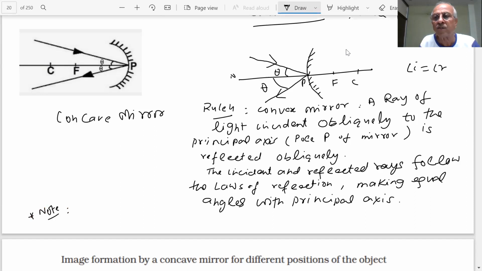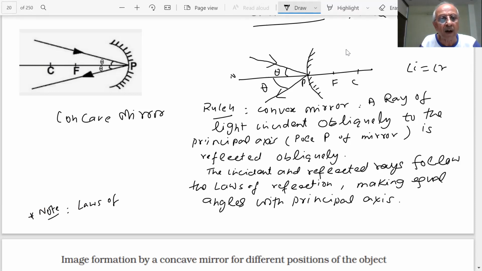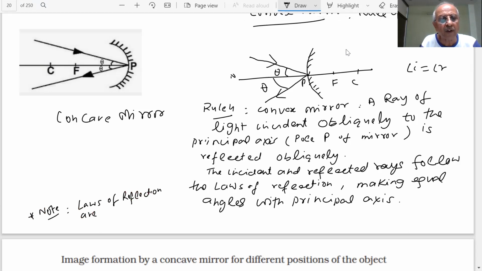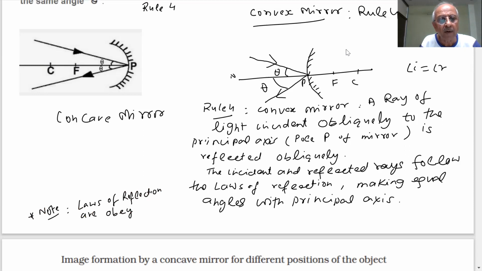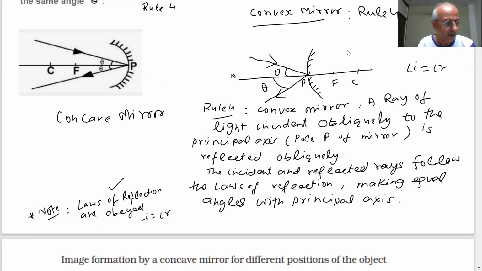In all these mirrors, spherical mirror, concave or convex, the laws of reflection are always obeyed. Is it right? So always angle i will be equal to angle r. This is a very important point. Note down. After these four rules are given, we have given these rules for the concave mirror last time. Last time I drew the diagrams for the concave mirror for different cases. I need not repeat that here, but you note down these rules for the convex mirror.